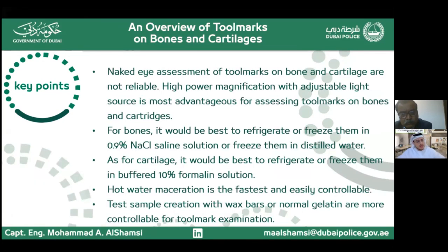Key points of this presentation: naked eye assessment for bones and cartilages is not always reliable. High powered magnification with adjustable light is most advantageous in the assessment of these tool marks. For bones, it is best to refrigerate or freeze them in 0.9% saline solution or freeze them in distilled water. For cartilages, it is best to refrigerate or freeze them in buffered 10% formalin solution, transported to the Toolmarks examiner's lab. Hot water maceration is the fastest and easily controllable in my opinion.